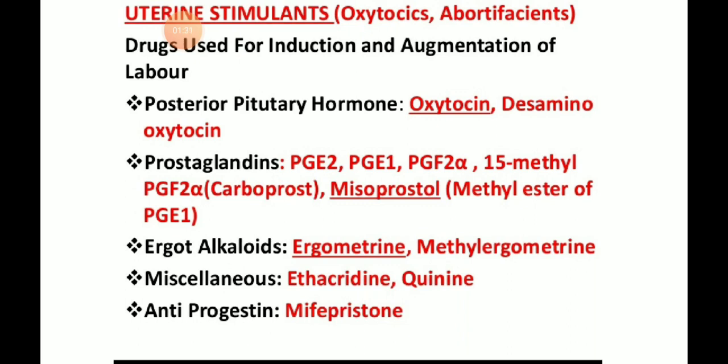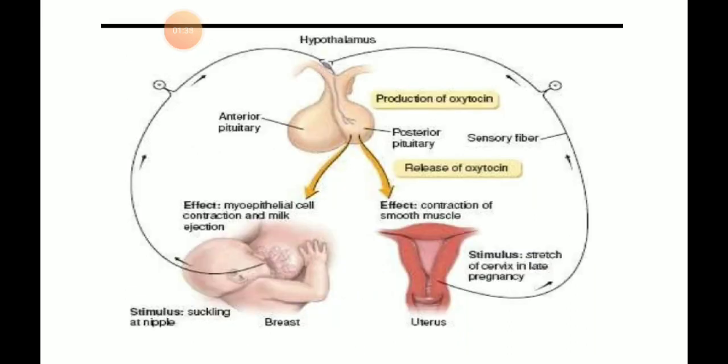Now, in the next slide, we'll see the role of oxytocin as depicted in this picture. The hypothalamus is basically getting stimulated, and you see that from the posterior pituitary this oxytocin is released, and its effect is on the smooth muscle of the uterus.